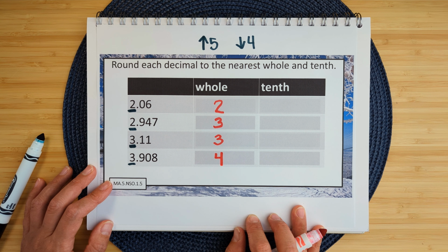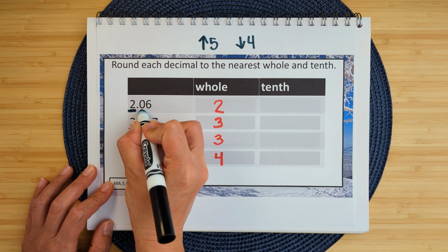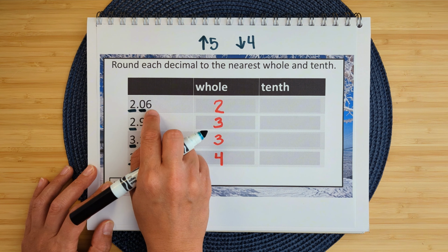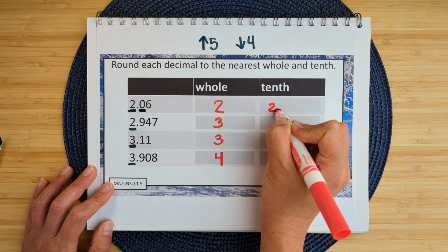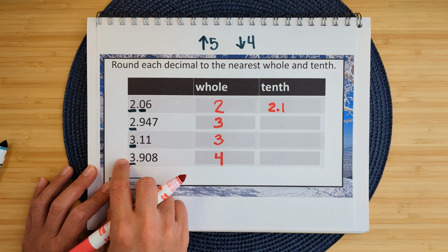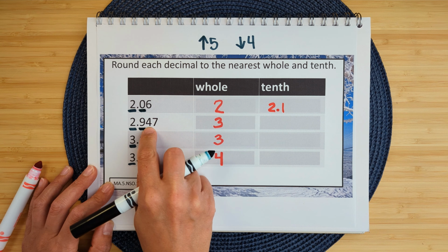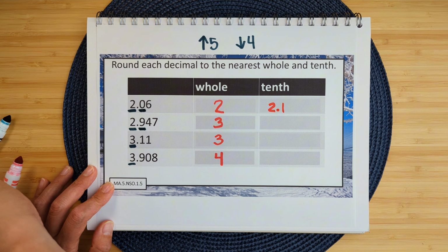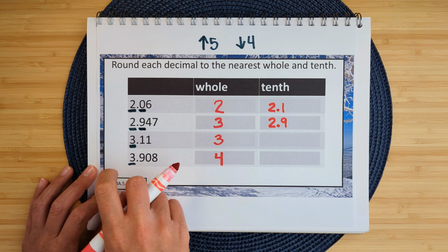All right, let's look at the tenths place. So, same decimals, 2 and 6 hundredths, but looking at the tenths place, look to the right. 6 hundredths is closer to 2 and 1/10 versus just 2, because 6 is greater than 5. Looking at the next one, the tenths place, look to the right. 4 is less than 5, so it's going to round down, or stay the same, at 2 and 9/10.